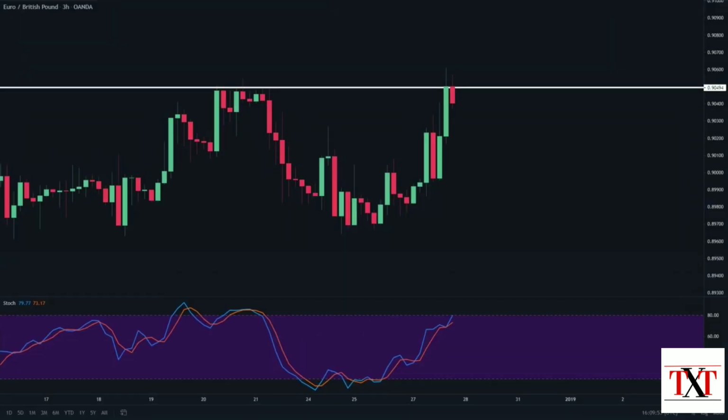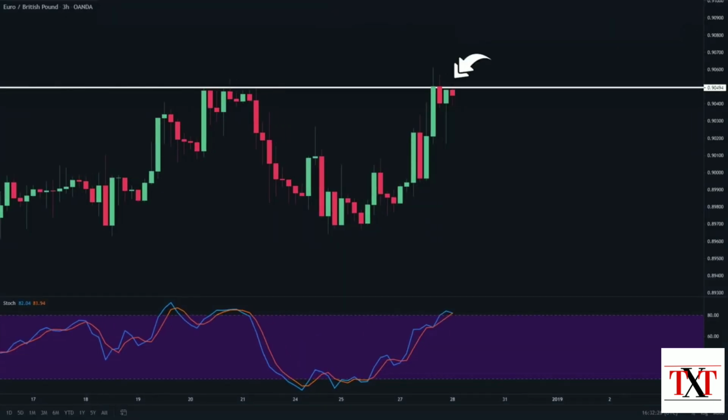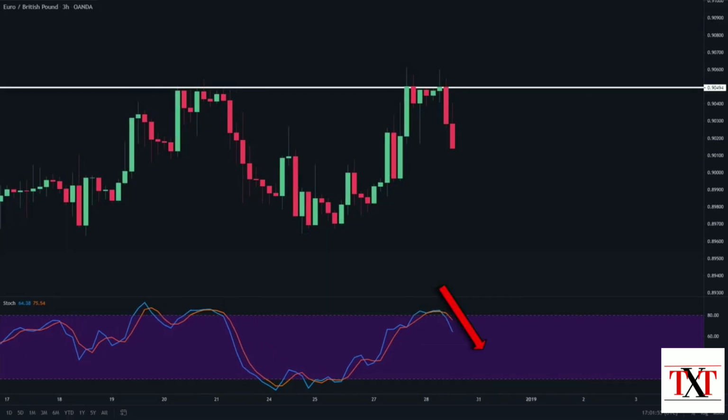So for this setup, what we want to look for is price touching the key level while the stochastic is displaying overbought or oversold, like in this example right here. But again, prices can still break right through even though the stochastic is at overbought. So to confirm that there's actual downwards momentum at this area, you want to wait for the stochastic to cross below the overbought line again. And once this happens, you can take a short position.